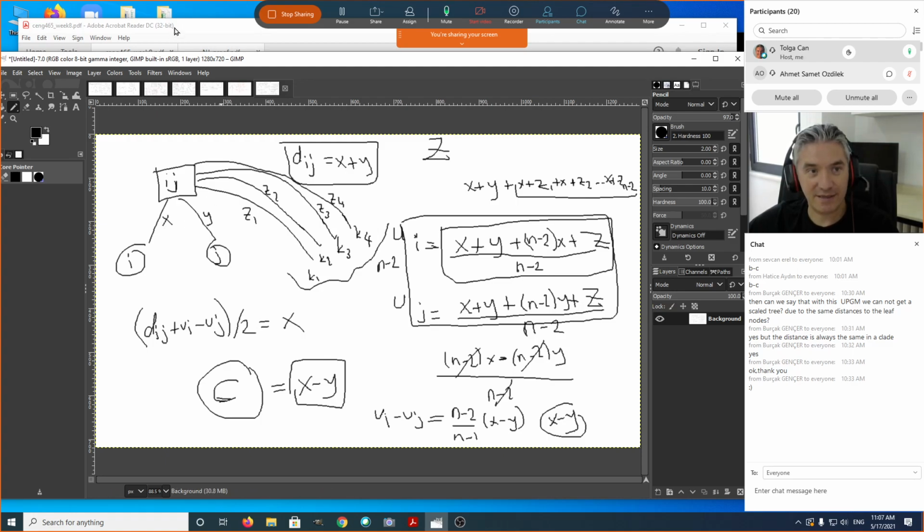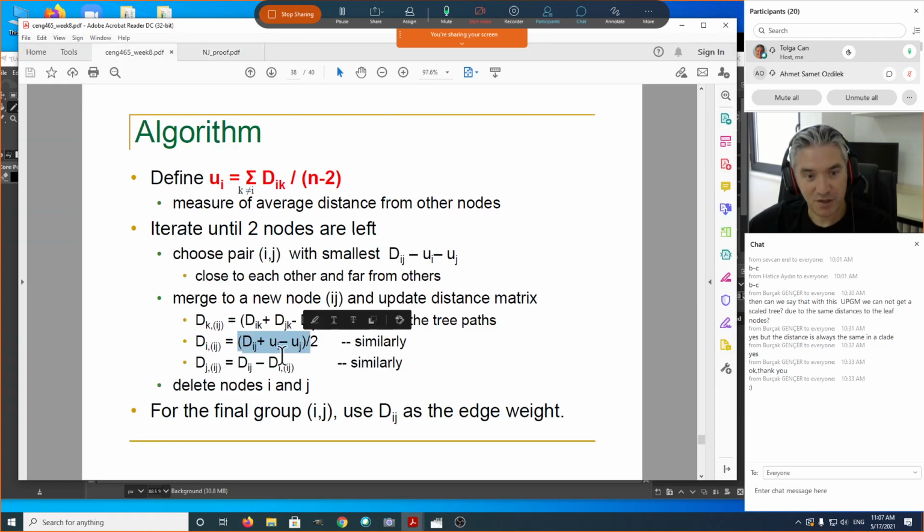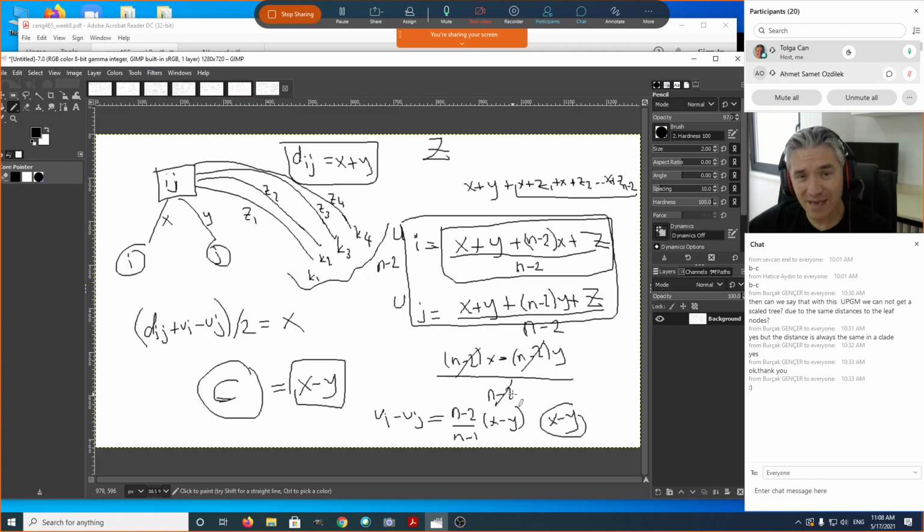Really easy. And that's exactly the same thing in this formula. ui minus uj plus the distance between i and j. Add these up. So this is x plus y. This gives you x minus y directly. So if you add these up, you get 2x. Divide by 2, you get your x nicely. So this nice equation with no n minus 2 divided by n minus 1 somewhere in it is possible due to the fact that we define ui's to be like this. And the reason we divide by n minus 2 again is coming from this derivation to make our life easier.